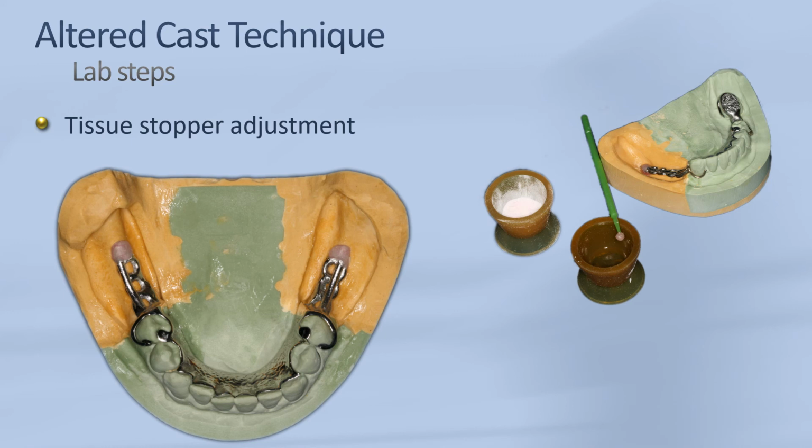If tissue stoppers were designed in the framework for the partial denture, it is important to notice that after a new altered cast impression has been poured, those tissue stoppers likely don't contact the cast anymore. Therefore, the lab technician would usually add a little bit of acrylic to ensure a good positive contact before continuing with the next stages. This is so that once the partial denture is processed in acrylic, the new addition of acrylic with the pressure will not dislodge the partial denture.